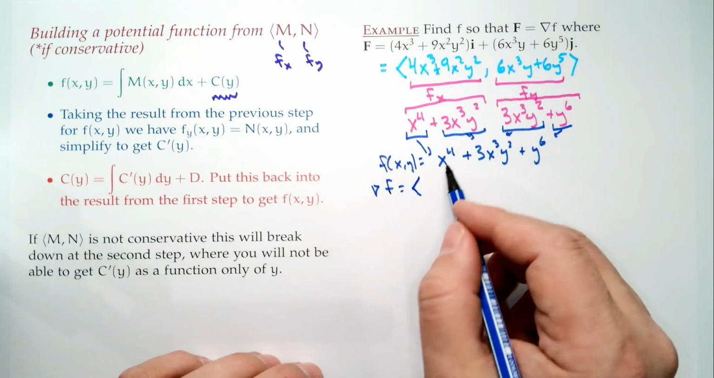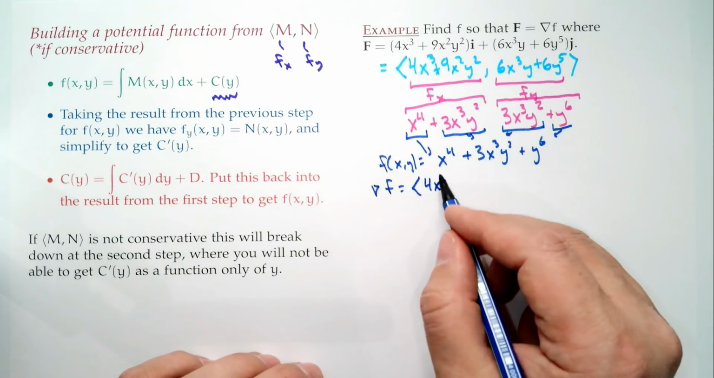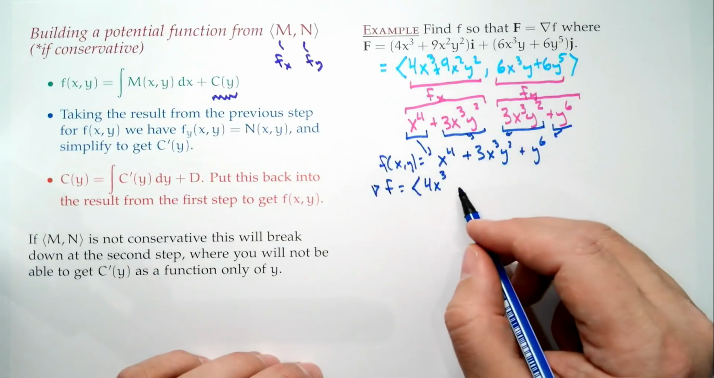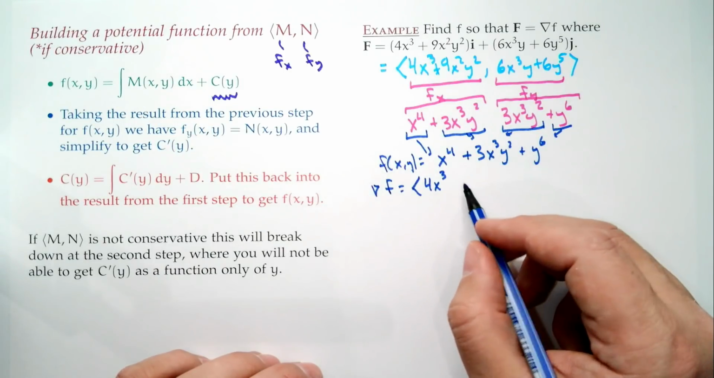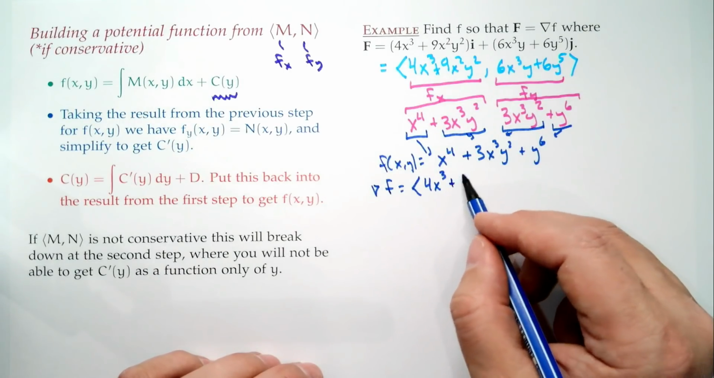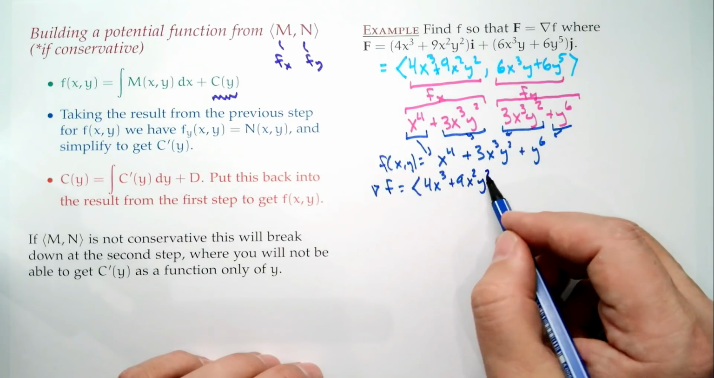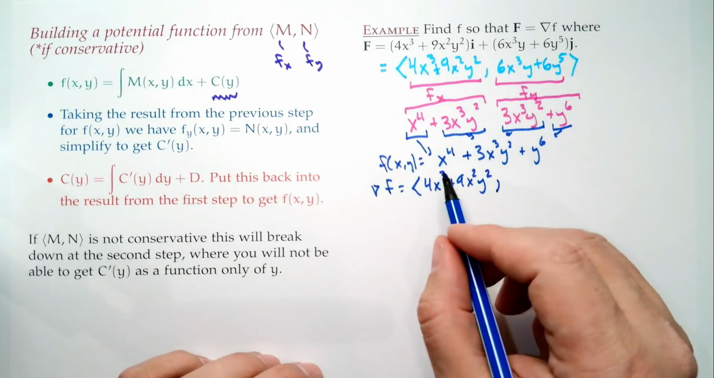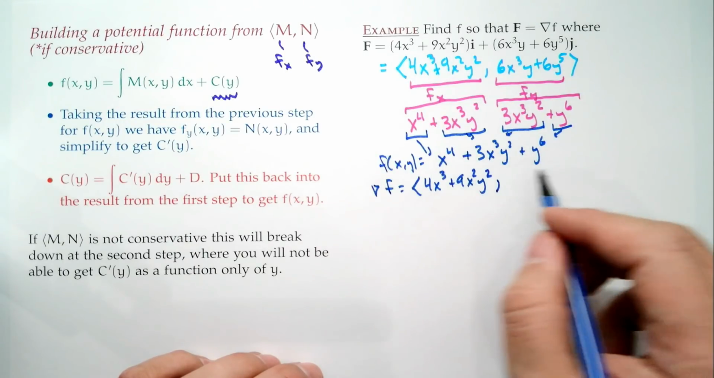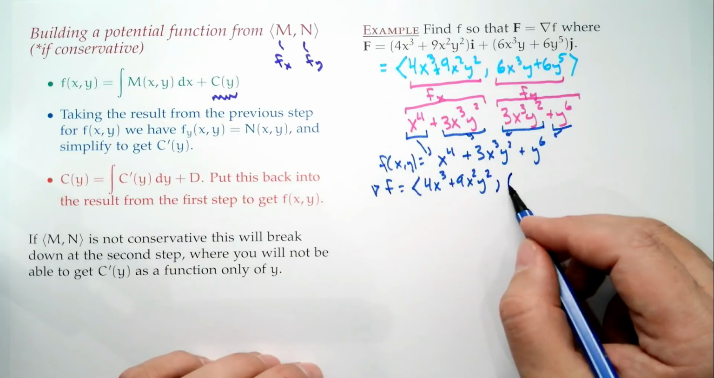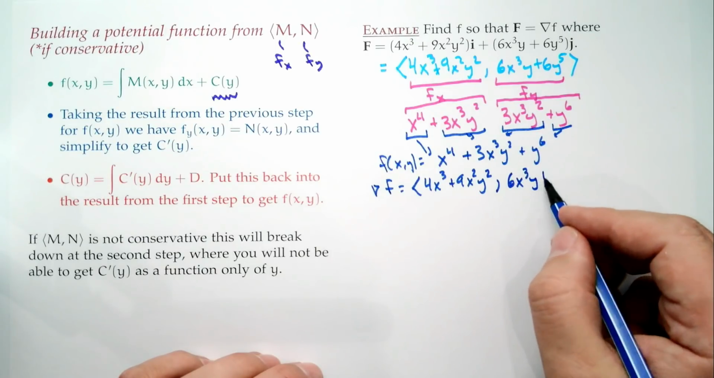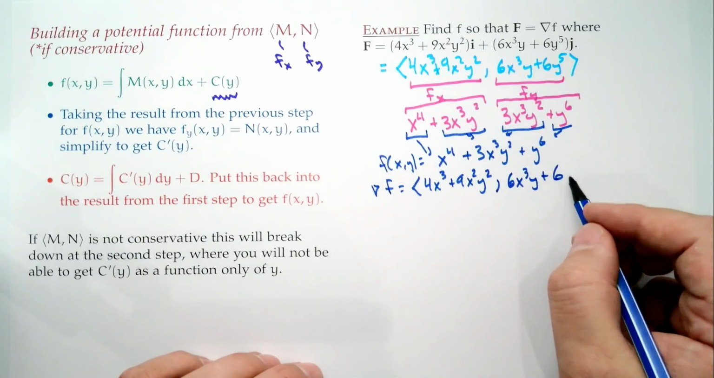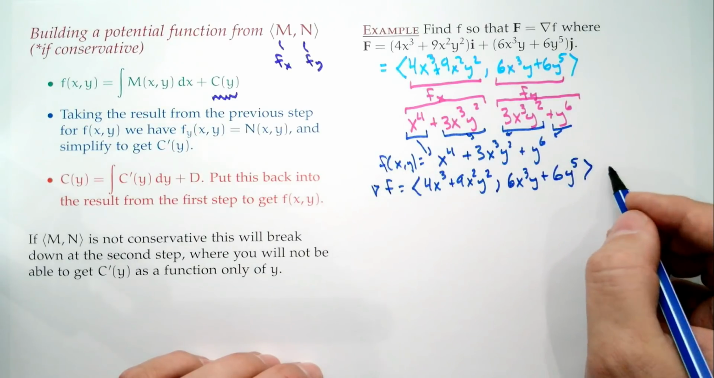Well, we have a derivative of x to the fourth is 4x cubed. Taking derivative with respect to x right now. Derivative of 3x cubed y squared, that's 9x squared y squared. Derivative of y to the 6 is 0, comma. Now repeat with respect to y. Derivative of x to the fourth is 0. Derivative of 3x cubed y squared would be 6x cubed y. And derivative of y to the 6 is 6y to the fifth. And we match, so we're good.